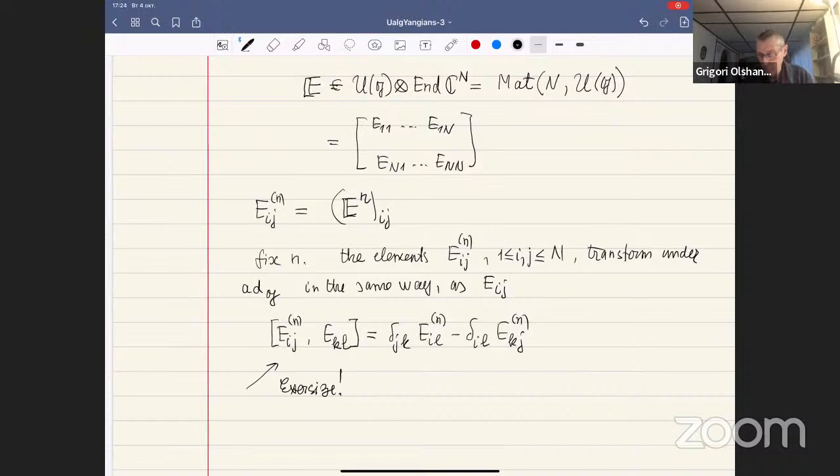Prove this. It's easy to do by induction. Prove by induction. So the base of induction is n equal to 1, and then we get exactly the commutation relations for the matrix units. And in the general case, one can argue by induction.